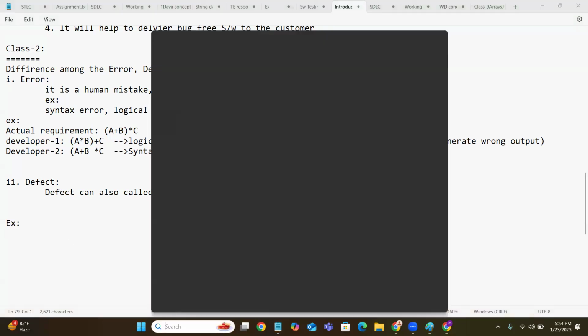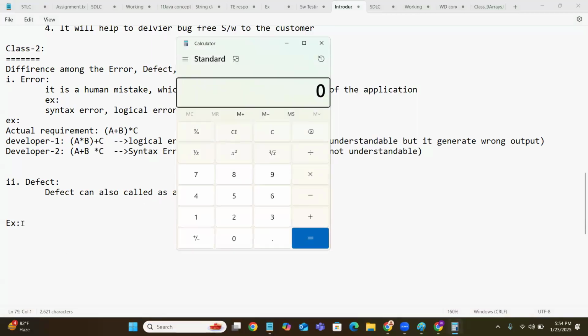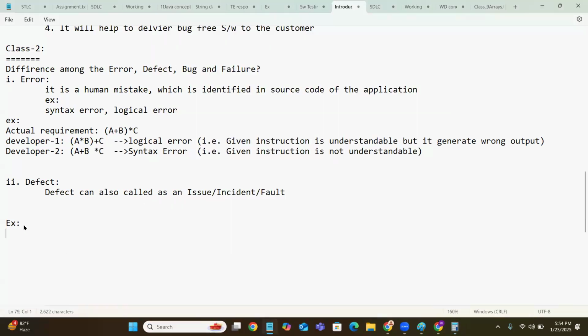Now if I go for the calculator, whatever software you want to test, that we are going to call AUT, application under test.